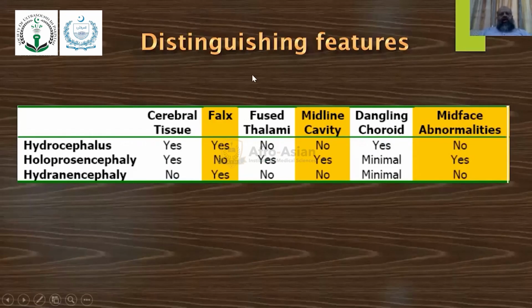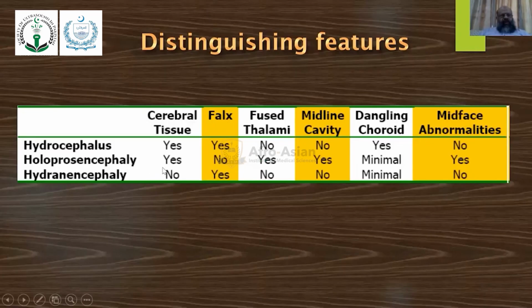What will be the distinguishing features? This slide is important. Hydrocephalus: the cerebral tissues are present, falx is present, thalami not fused. We can differentiate between thalami; midline cavity, which is the line, not properly visible. Dangling choroid can be present. Mid-face abnormalities: no mid-face abnormalities.